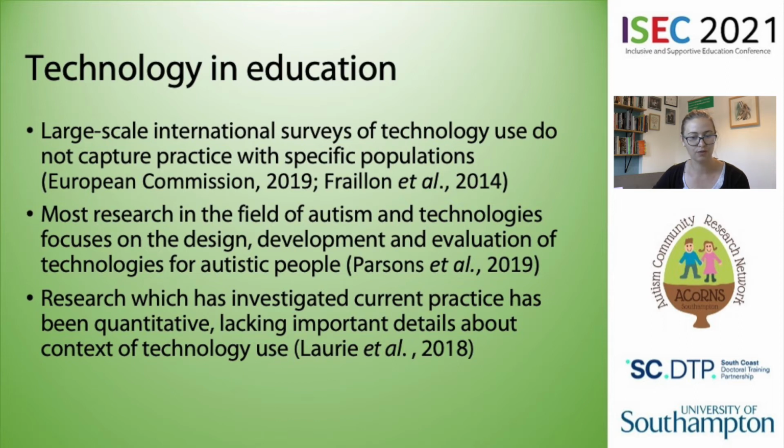While some research has focused on the use of technology in the education of autistic children and young people, it has also generally been quantitative. For example, Laurie et al. 2018 report the results of a survey which asked about what technologies were used in the education of autistic students and for what purposes. However, this approach lacks important detail about the context of use. Consequently, I decided to take a qualitative approach which could provide richer detail about not just what is used, but how it is used and in what contexts.